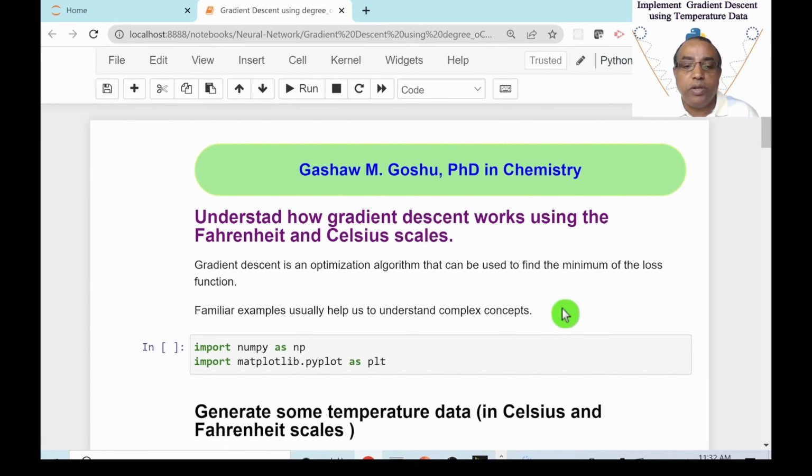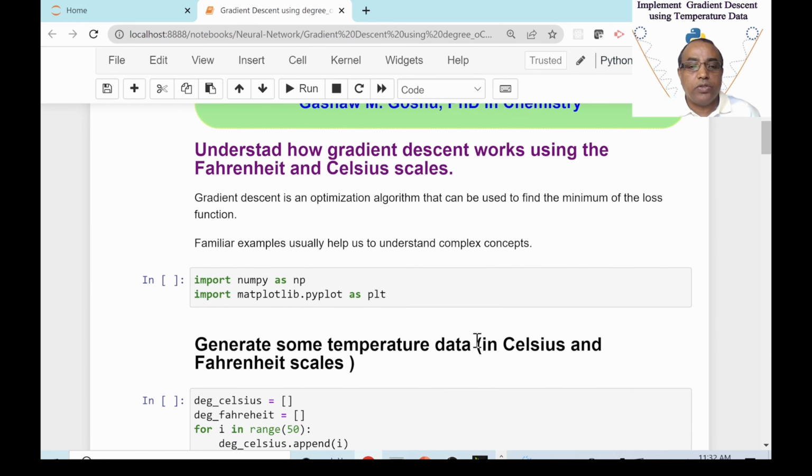Okay, now let's implement the gradient descent algorithm using Jupyter Notebook. The first thing we need to do is import NumPy and Matplotlib. To run the cell, you need to press Shift plus Enter.